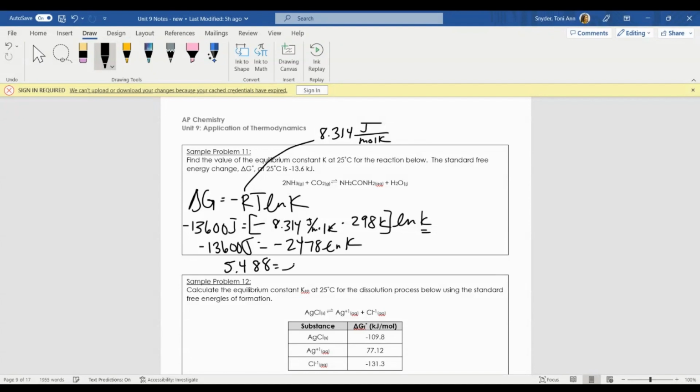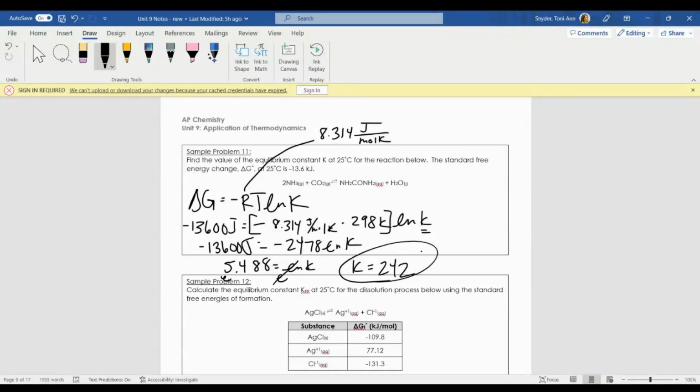5.488, which is equal to ln of K. Now remember, the way to cancel out a natural log is to raise it to the power of e. So K is equal to e raised to the 5.488, and you should get about 242. This is a unitless number. Remember, equilibrium constants are always unitless.